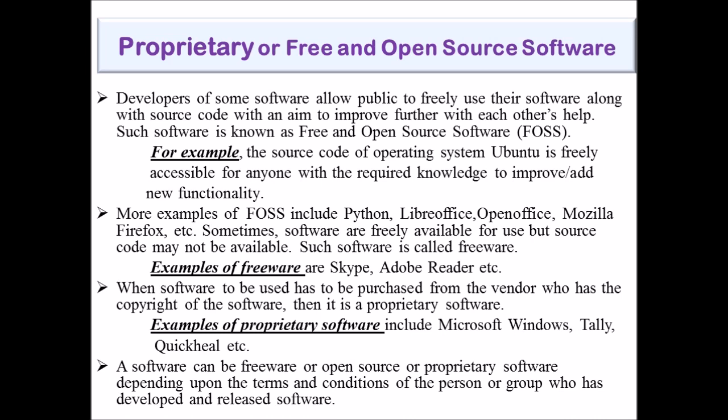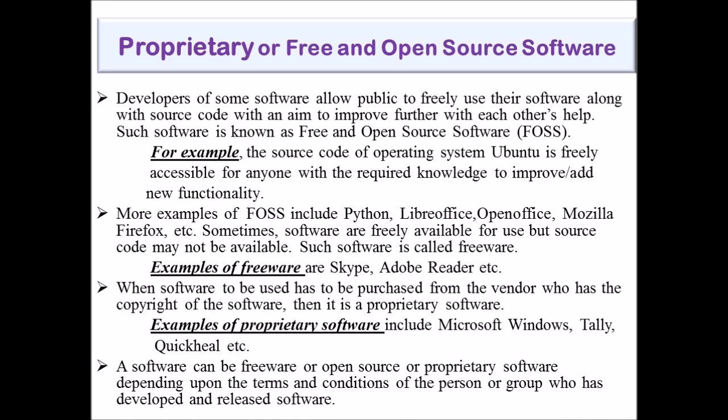Example, the software code of the operating system Ubuntu is freely accessible for anyone with the required knowledge to improve and add new functionality. So this is a society that is helping each other. They are just putting their code openly so that anyone can use it or add their knowledge to that particular software. Ubuntu is an operating system software, so it falls under the category of system software.